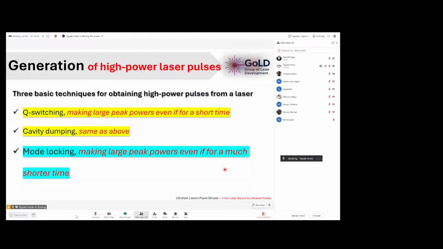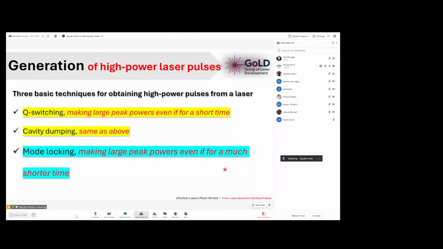So how to generate the high power laser pulses? This is also controlling the laser, okay? There are a number of techniques, not so many, a few techniques. Like here, the yellow one is the Q switching. The Q switching basically is used to have giant pulses, large peak power, not the short pulses. Not very short pulses. Very short pulses is a different thing.